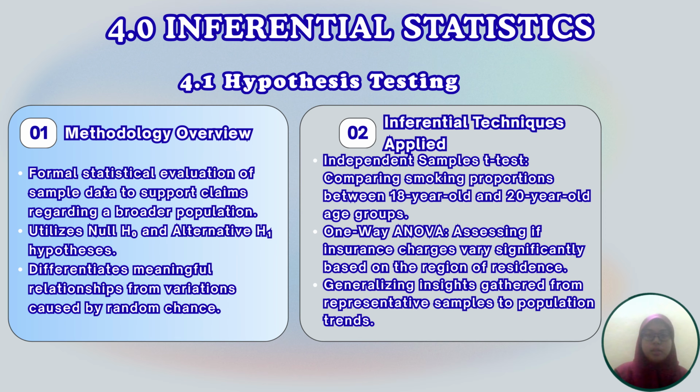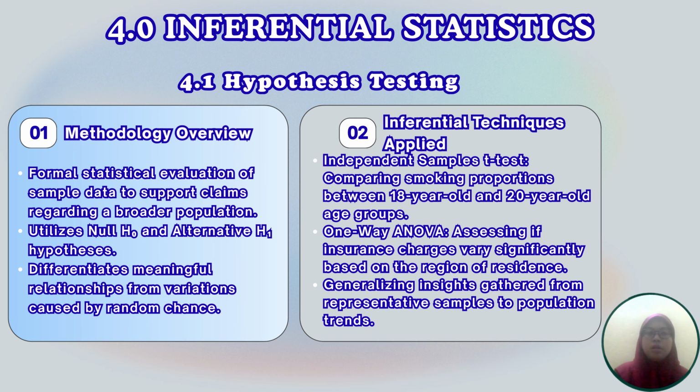To answer this, we conducted an independent sample t-test, and this compared the proportion of smokers between two distinct age groups, which is 18 years old and 20 years old, testing for a statistically significant variance. As shown in our comparison, while there are differences in the proportion of smokers at age 18 versus age 20, the t-test determines if this gap is wide enough to be considered a population-level trend.